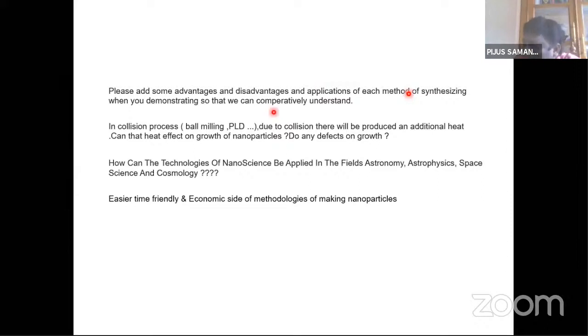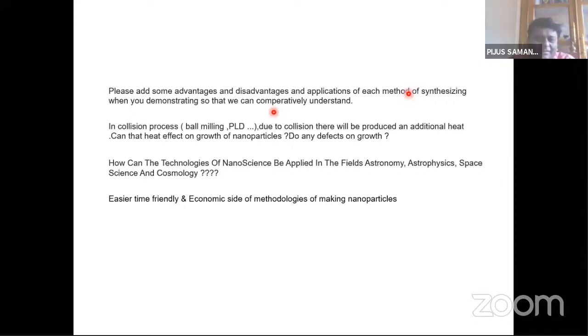Suppose pulse laser deposition, electron beam evaporation, and thermal evaporation, these are very costly. The cost of each equipment mostly lies more than 7-8 lakhs. And not only that, there are maintenance costs, like you have to maintain this pressure, you have to flow this gas. So these recurring costs are also very high. So these are some of the disadvantages. Actually, I'm not willing to say these are disadvantages, because the advantages are large.